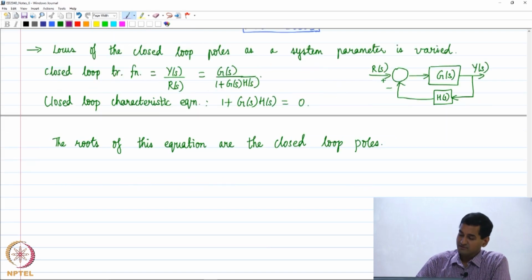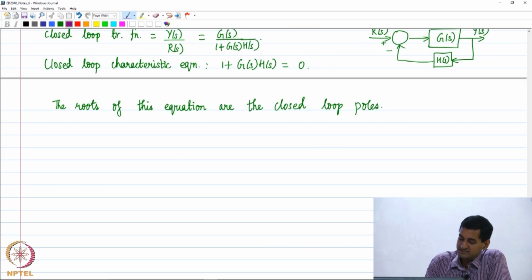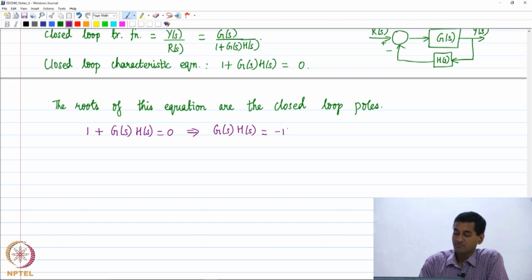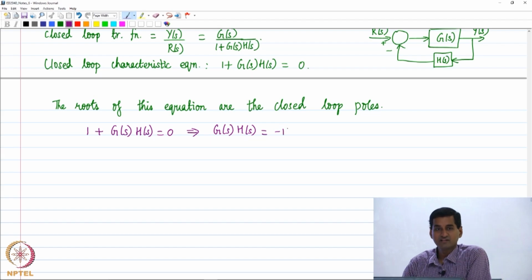Now let us look at this closed loop characteristic equation in more detail. If I write 1 plus G of s H of s equals 0, this implies that I can rewrite this equation as G of s H of s equals minus 1, is it not? I am just taking it to the other side. So any value of s which satisfies G of s H of s equals minus 1 is a closed loop pole. Do you agree? That is just an algebraic manipulation.